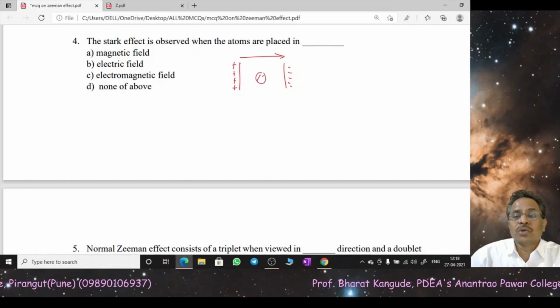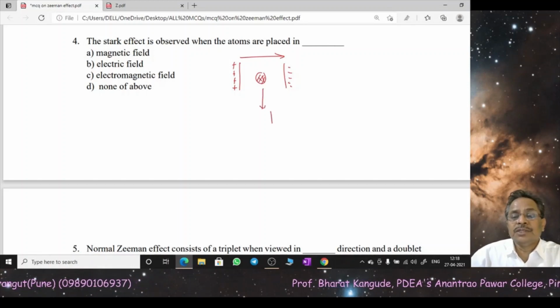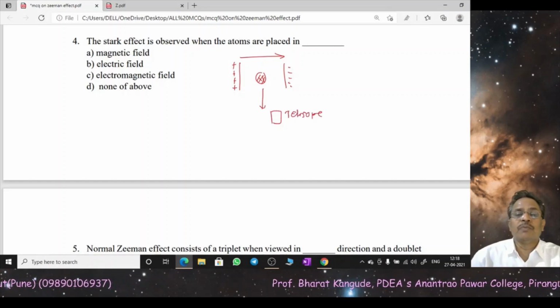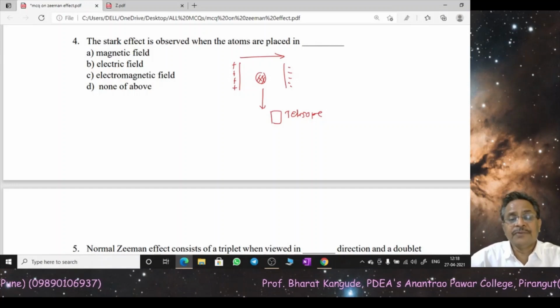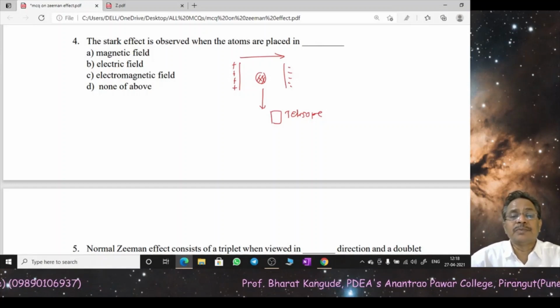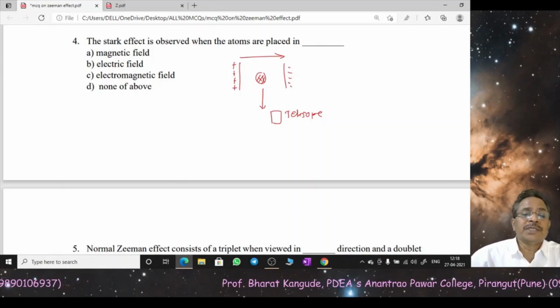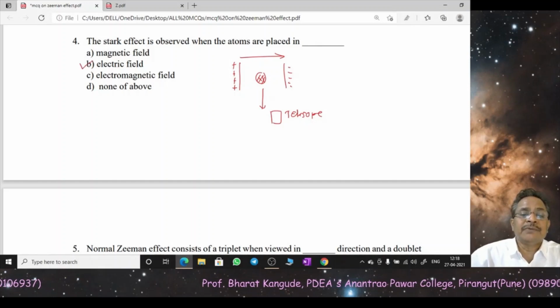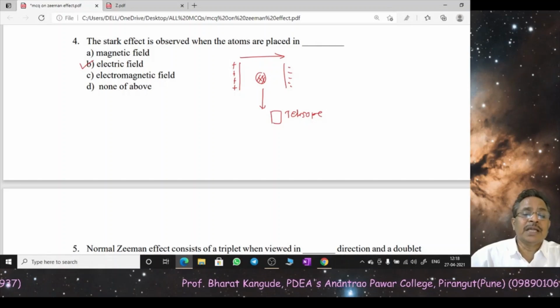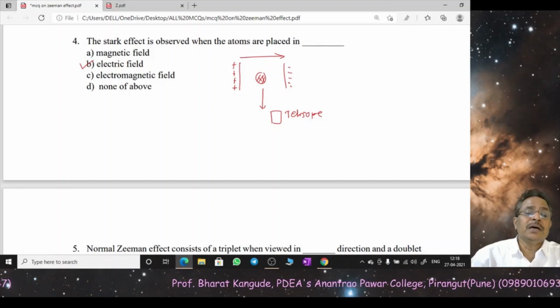When this source of radiation is kept here and you observe the spectral lines using the telescope, you will find this type of effect here also. This electric field splits the spectral lines, and this particular splitting is called the Stark effect. Basically, the Stark effect is observed when the atoms are placed in an electric field. If it is in a magnetic field, then it is the Zeeman effect. If it is in an electric field, then it is the Stark effect.